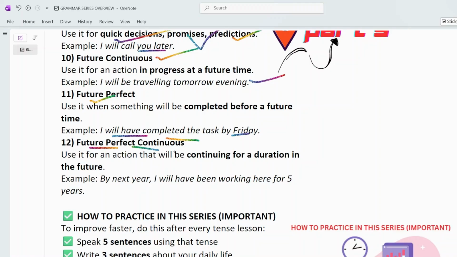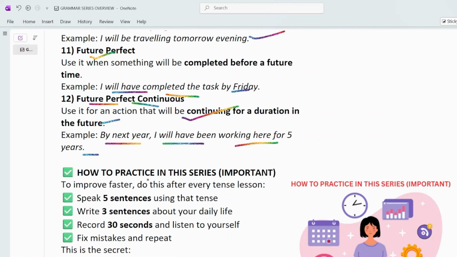The next tense under the future tenses would be the future perfect continuous tense. Okay. It's used for an action that will be continuing for a duration in the future. For example, by next year, I will have been working for 5 years. Obviously, this is something that is talking about the near future or yet to come. Okay, that is going to be covered as well. So that is future perfect continuous.